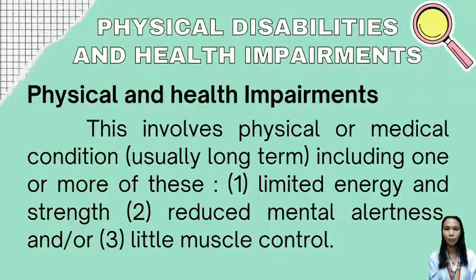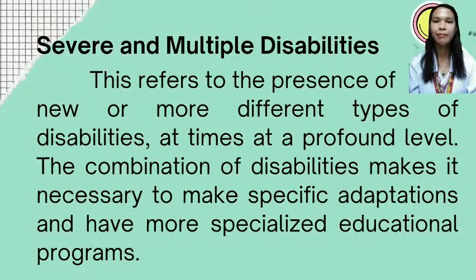For children with physical and health impairments or traumatic brain injury, they might need slightly different support from the teacher. They often need an interdisciplinary team of professionals to aid in all of their special needs. Severe and multiple disabilities. Students with multiple impairments have more than one disability in cognitive, physical, and functional abilities. They typically require intensive intervention and supports for activities of daily living.